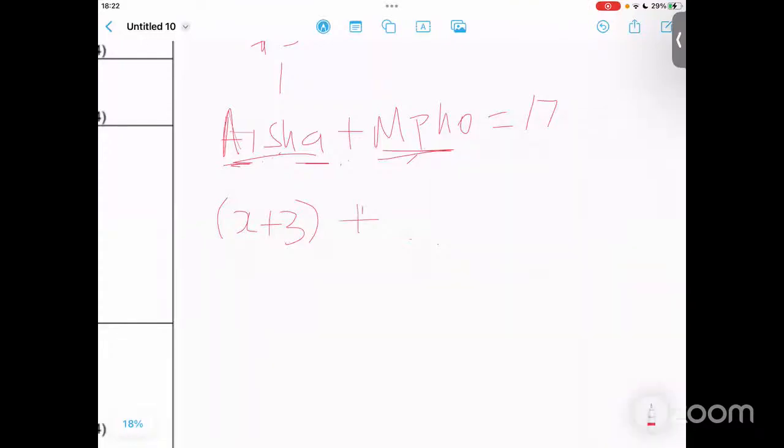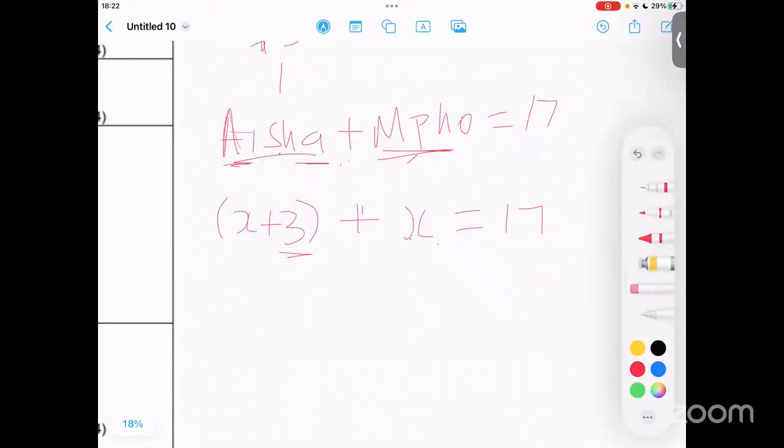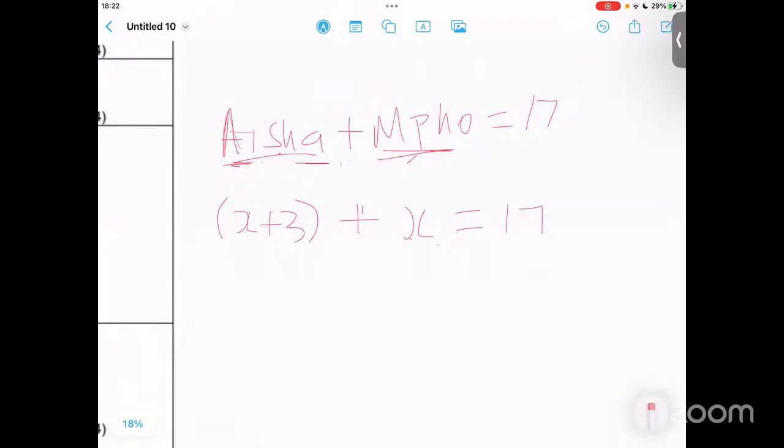Plus Mpo, which is X, equal to 17. Now we're going to have a problem because when you move the 3 to the other side, it's going to be that. But let's see. I think it's supposed to work because it's one and the same thing. Now you're letting Mpo's age be X, so this one is going to be X plus 3 because it's 3 years older, and then this one is 3 years younger.